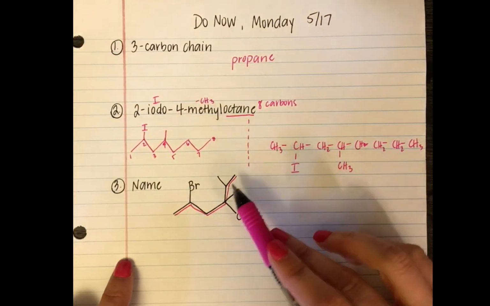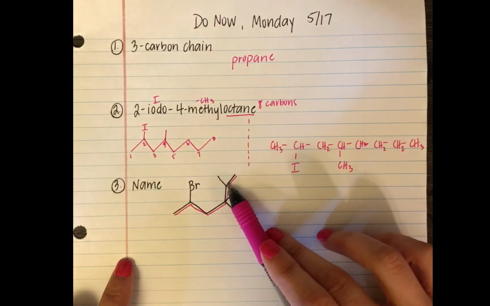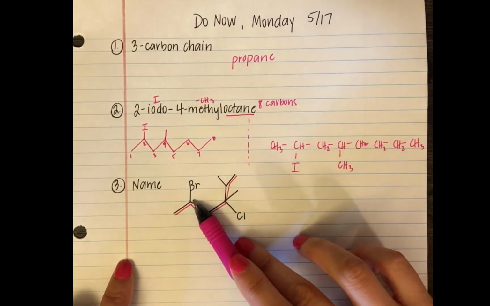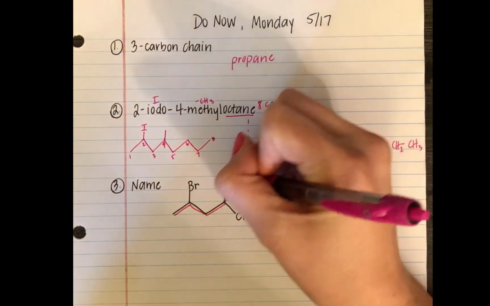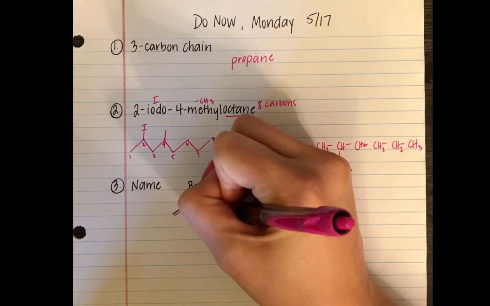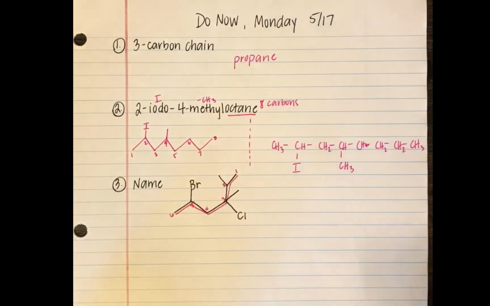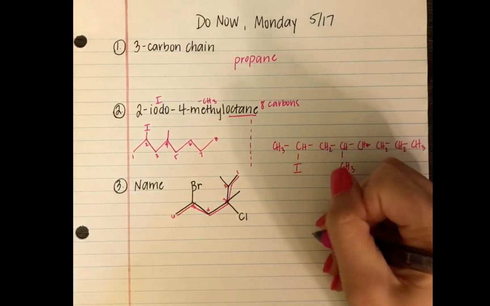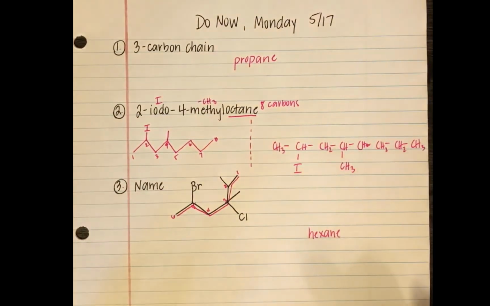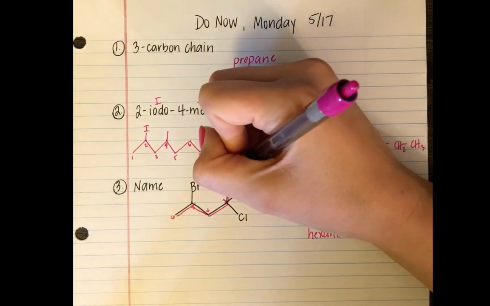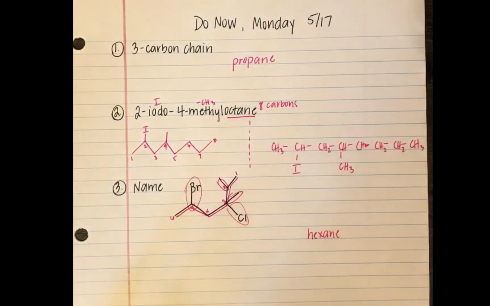If I go the other way, 1, 2, 3, 4, 5, that gives 2, 3, and 5. So 2, 3, and 5 are the lower numbers. I'm going to count this way: 1, 2, 3, 4, 5, and then 6. So the longest chain is hexane. At the end of the name, we should have hexane. And then we just look at all of our substituents. I'm going to go ahead and circle all of our substituents to help us name.